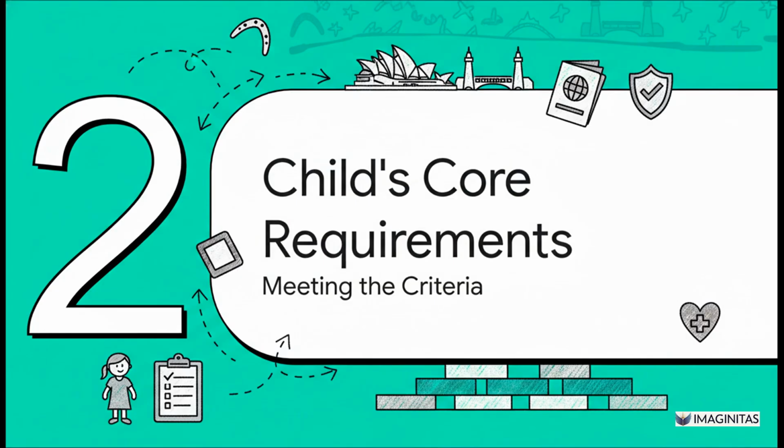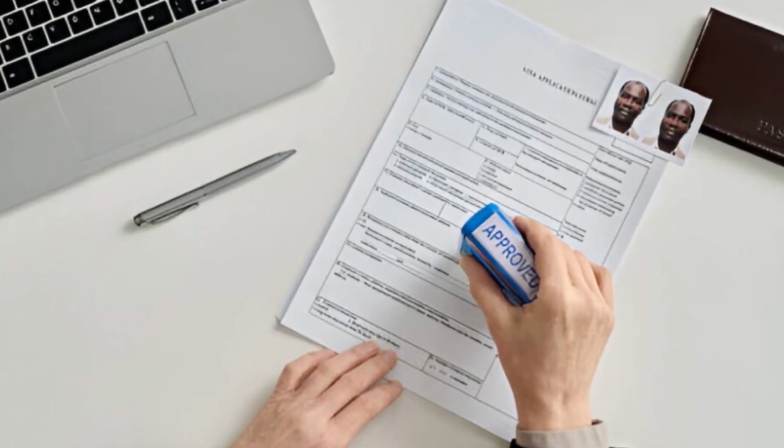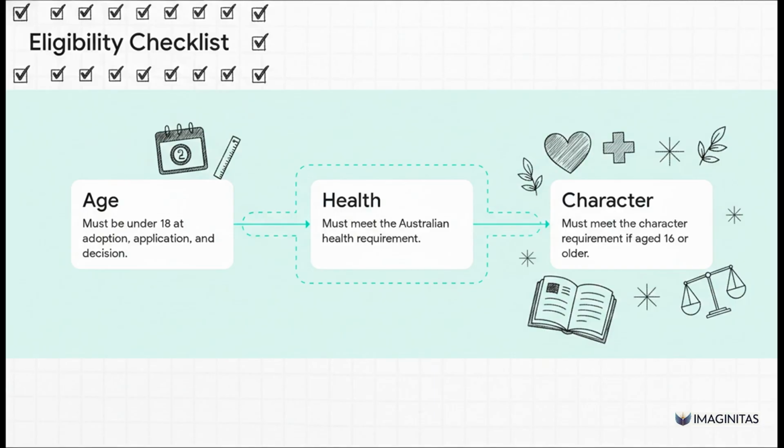Okay, so we've talked about the different adoption pathways. Now let's switch gears and focus on the child. There are a few key things the child absolutely must meet to be eligible for the visa. Think of this as your main checklist. So when it comes to the child's eligibility, you're really looking at three main things. First up is age, and as you'll see in a second, the timing on this is super important. Second is health, which is a pretty standard part of most visa applications. And third is character, which only comes into play if the child is 16 or older.